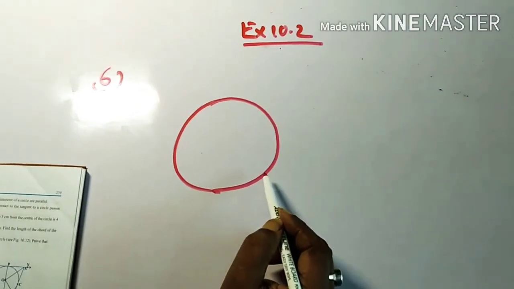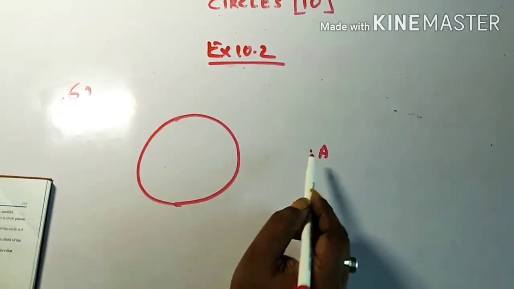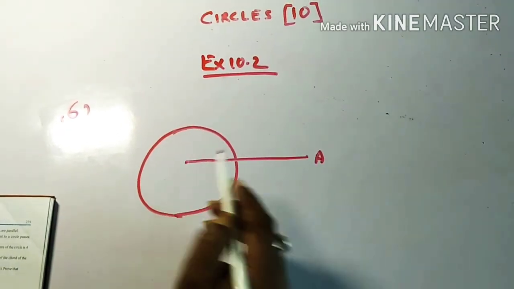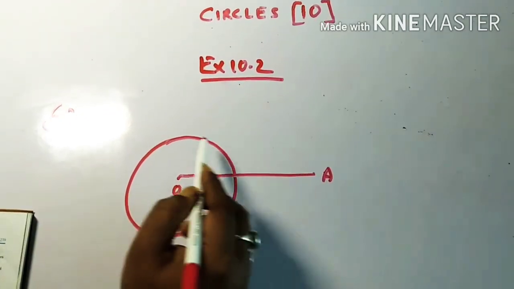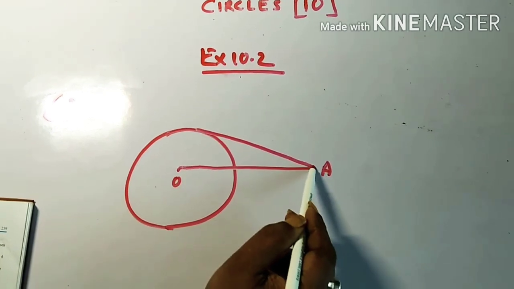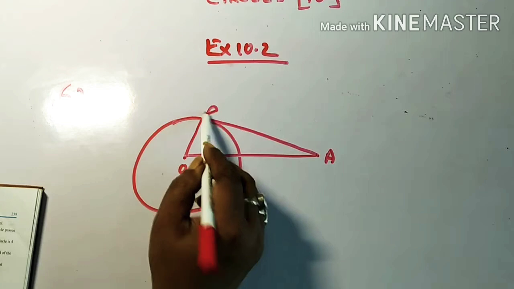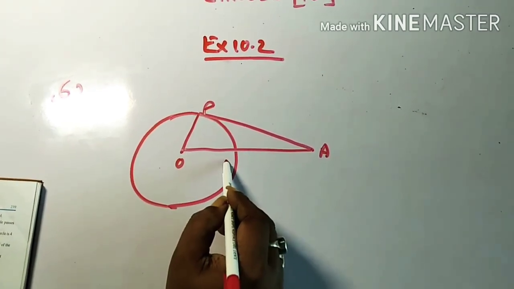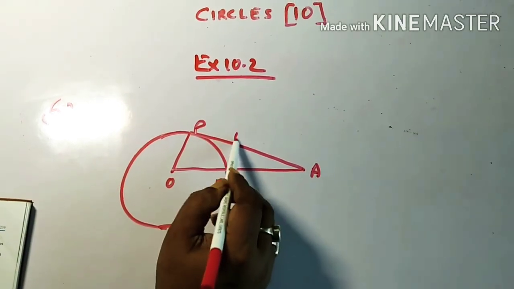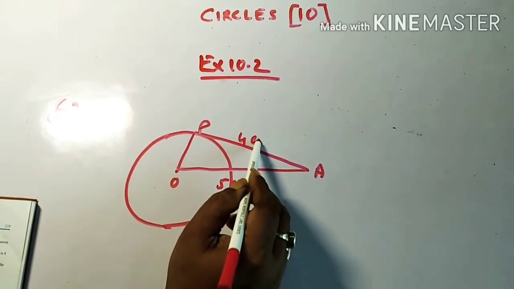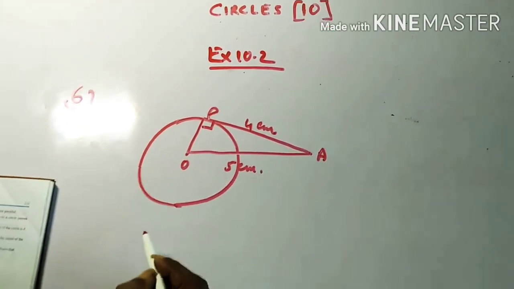The length of the tangent from a point A, which is 5 cm from the center of the circle, is 4 cm. Find the radius. The distance from the center is given as 5 cm, and the tangent length is given as 4 cm. This angle is 90 degrees. We have to find the radius of the circle.